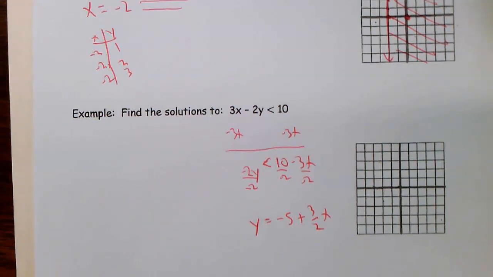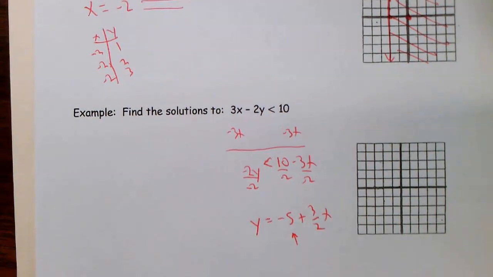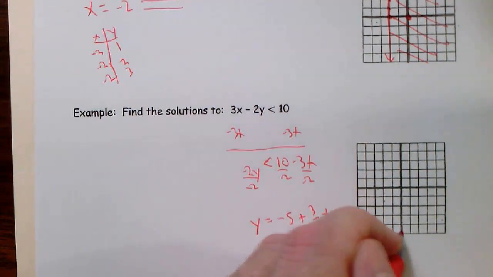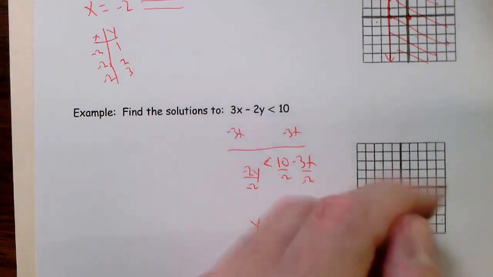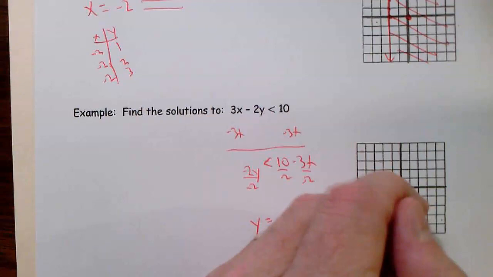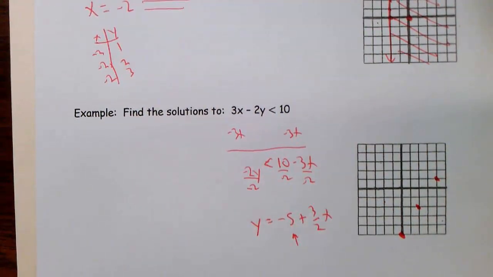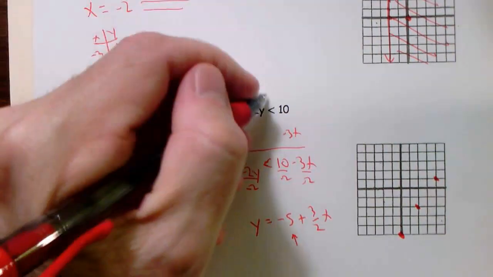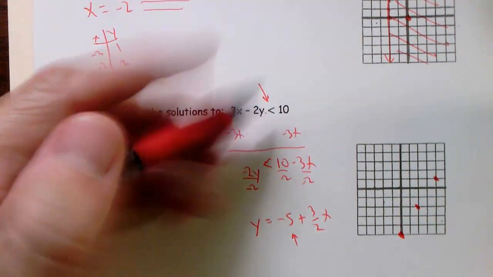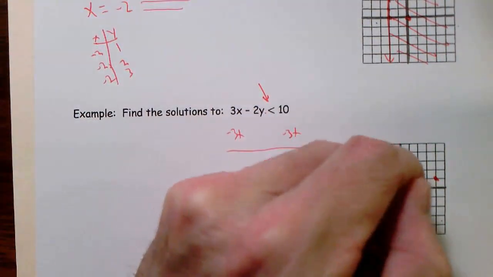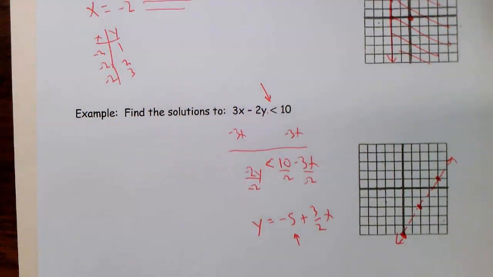And now I'm ready to graph the line, right? It's in slope-intercept form. It has a y-intercept of -5 way down here. It's got a slope of up 3, right 2. 1, 2, 3, 1, 2. And I'm ready to draw the line. Should I make it solid or dashed? Well, the original inequality is telling me to make this a dashed line. So it's going to look like that.